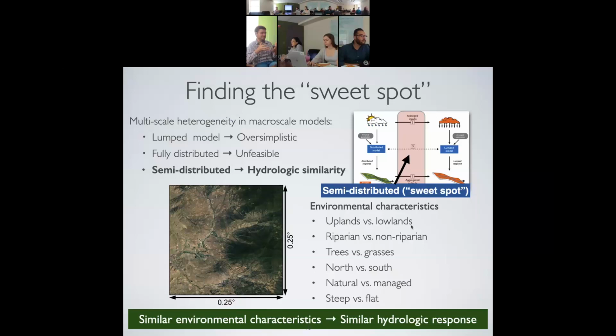Question. Your environmental characteristics, some of them are clearly going to be correlated, like riparian is going to be with lowlands, not uplands, generally. But do you have a matrix of all of these possible characteristics? Yeah, there's a lot of covariance happening between a lot of these properties. You have a lot of things that are interacting. So in many ways, you can use one to represent the other.